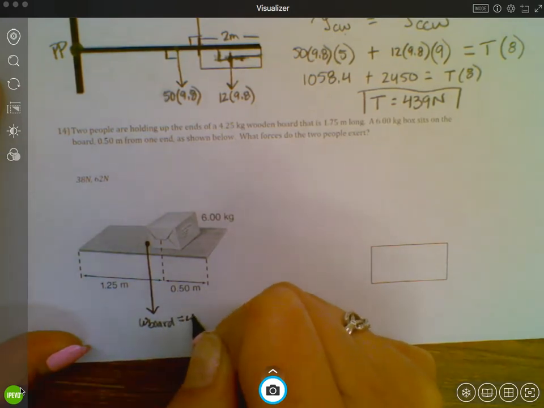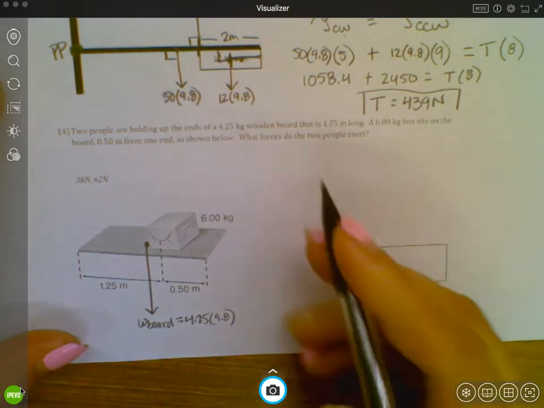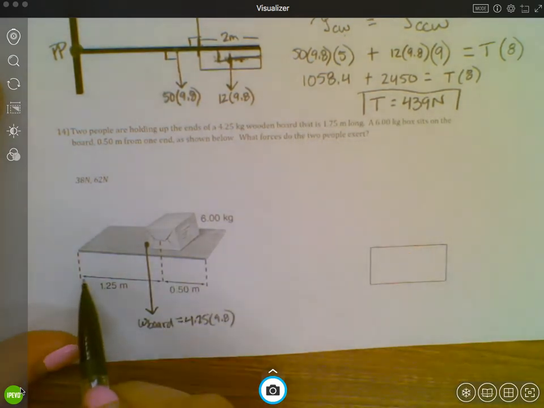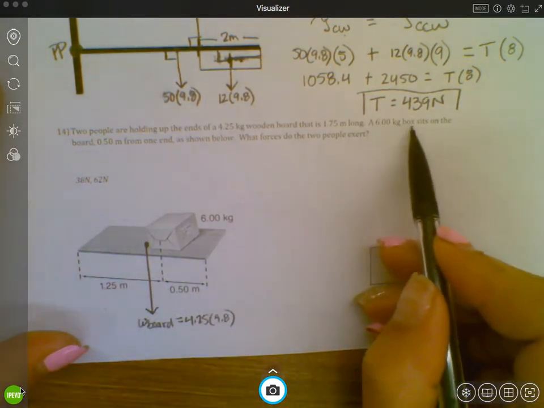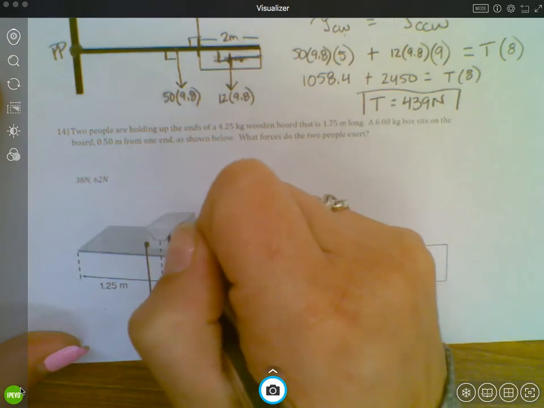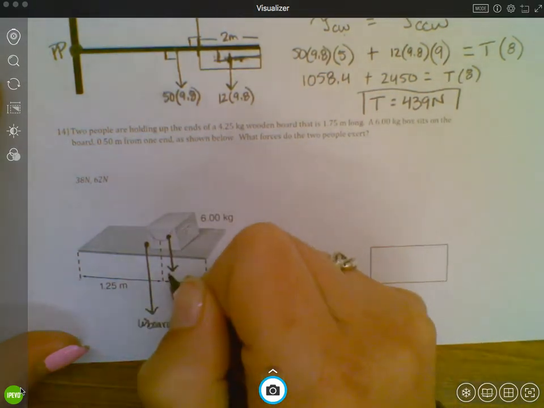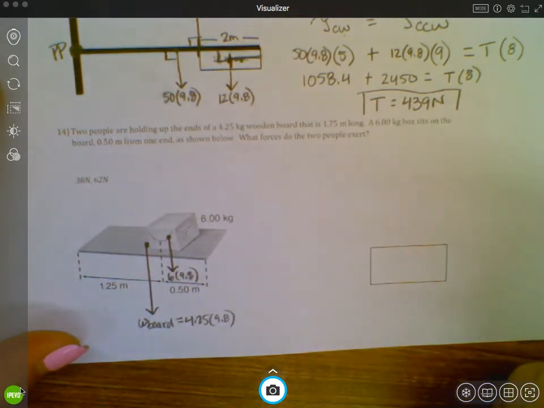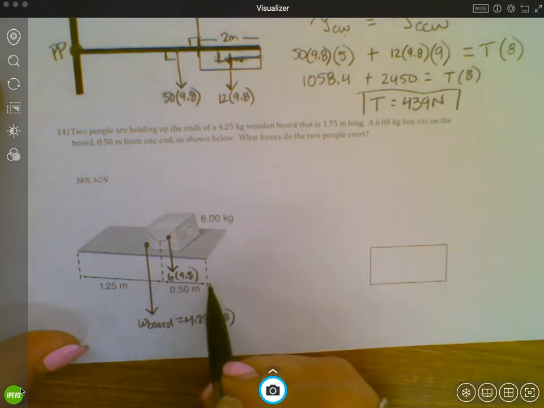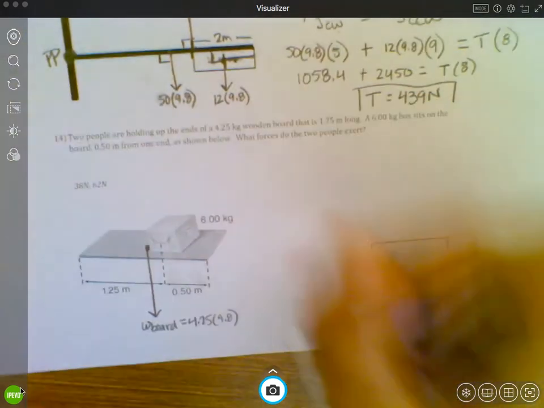and it's equal to 4.25 times 9.8. The board is 1.75 meters long. We can see that here. A 6 kilogram box, that's this box, sits on the board. So the weight of that box would be 6 times 9.8, and it would pull down. And it sits 0.5 meters from the end, as shown. I actually should have drawn this a little bit further over on that line here.